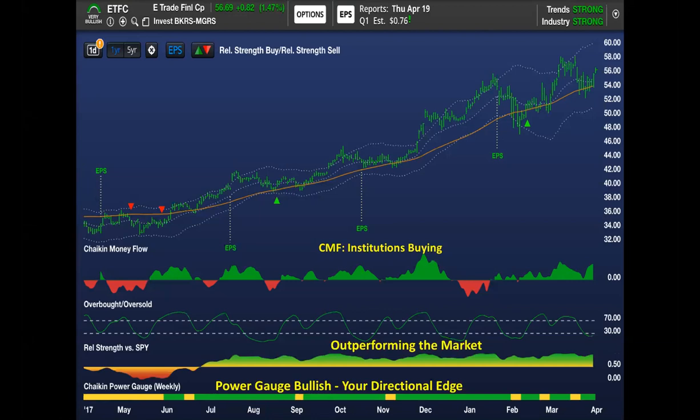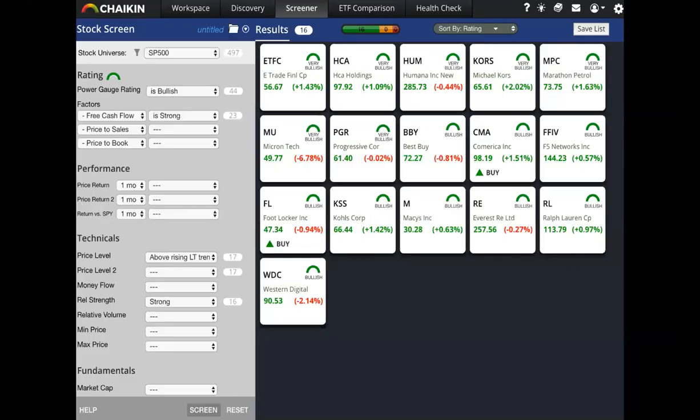And then notice that as you pulled back to oversold, Chaikin money flow stayed green or positive. That tells you that the institutions are not contributing to the weakness, they're taking advantage of it. It's a very powerful pattern that we call persistent accumulation. So that's our classic bull.